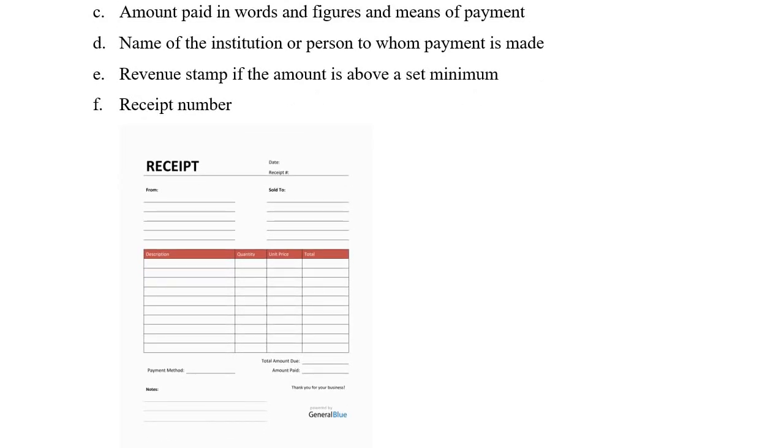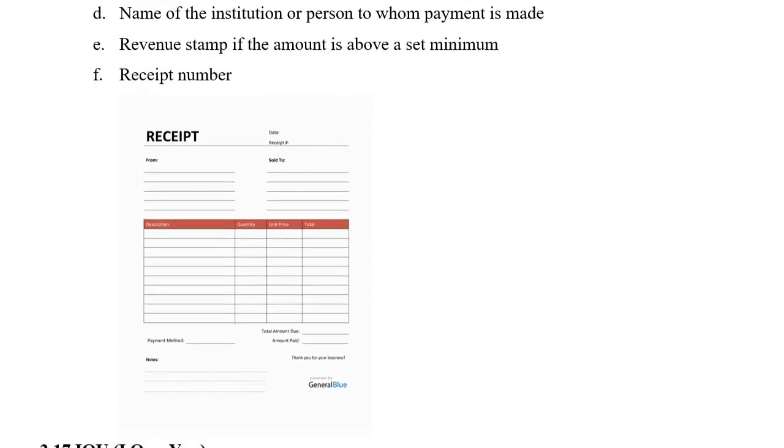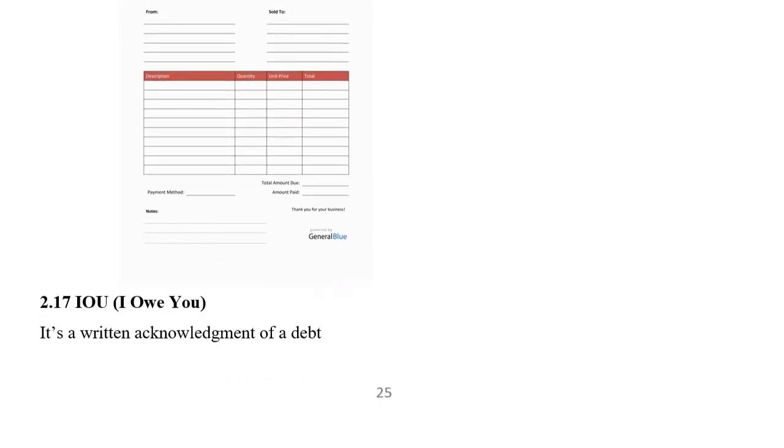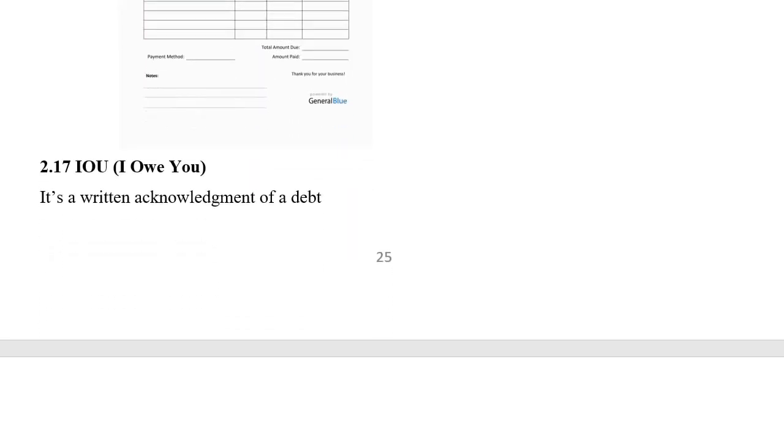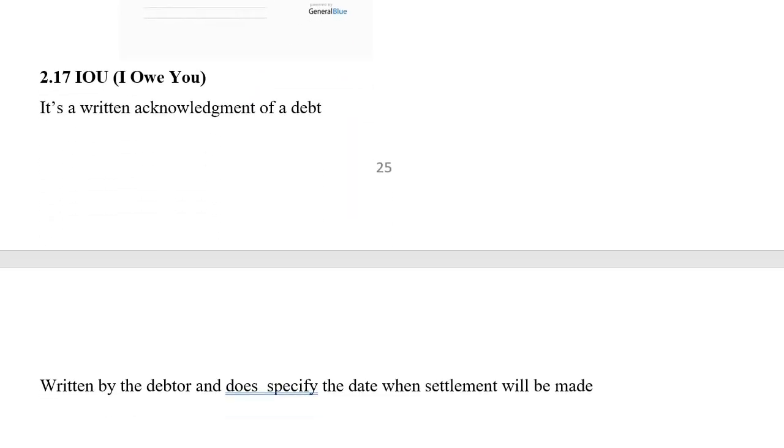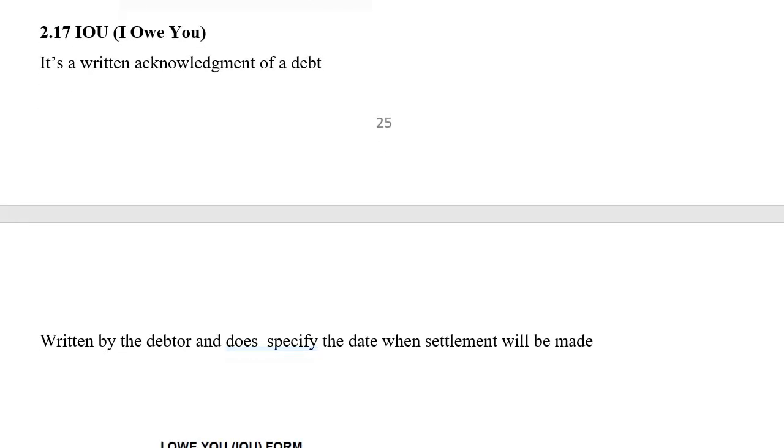Here it is. So we have from, then sold to. We have the description, the items, the quantity of items that the buyer bought from the seller, the unit price of each item, and the total amount. So that is it. And as we close the business, we have a document called an IOU note.